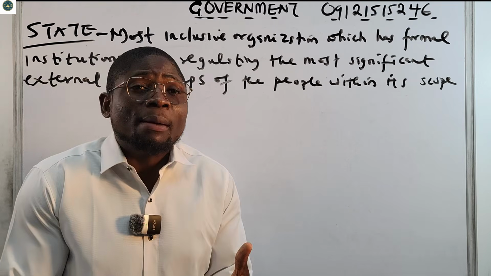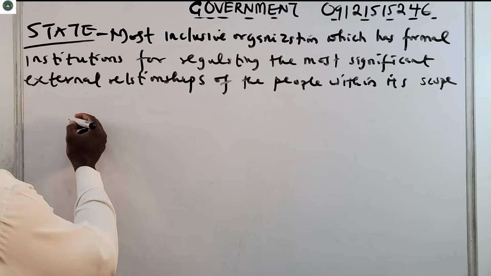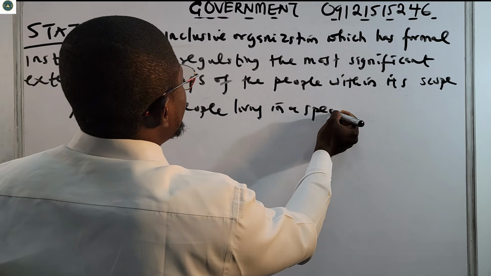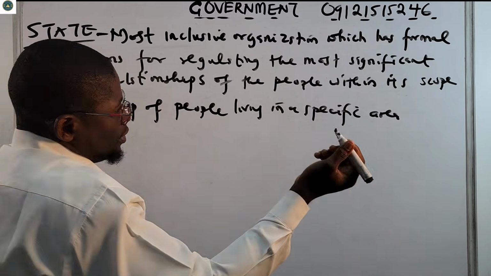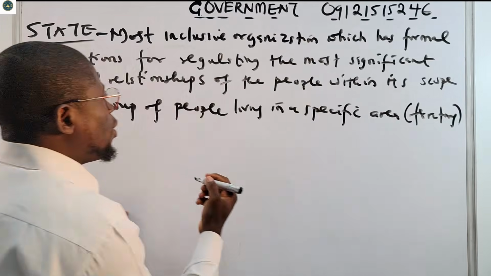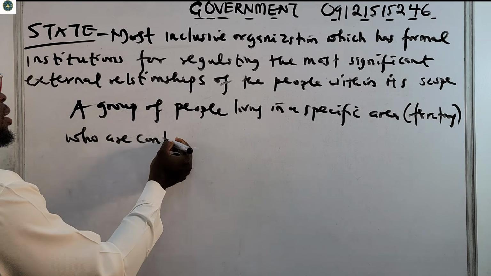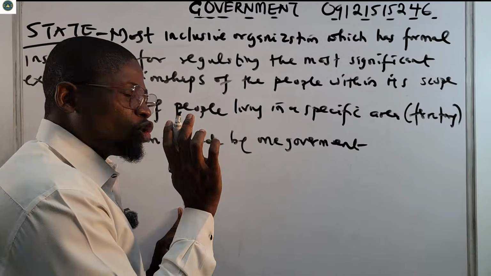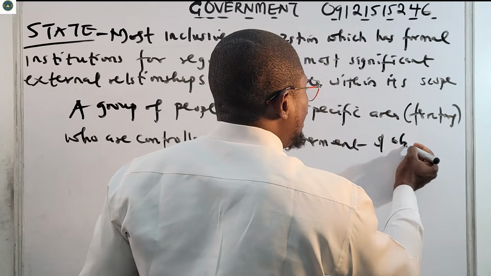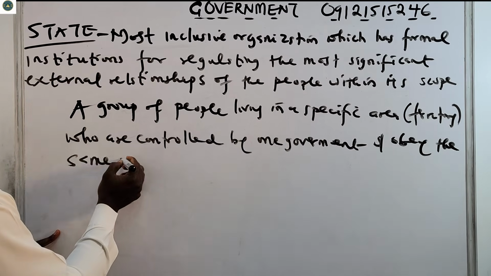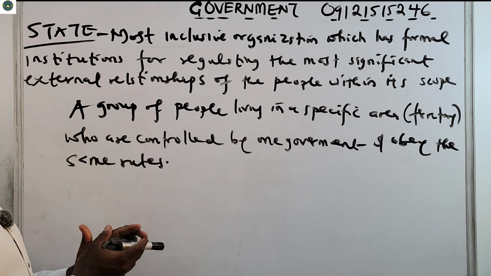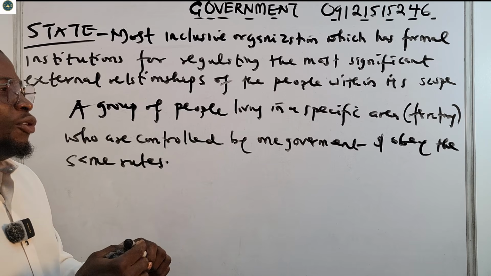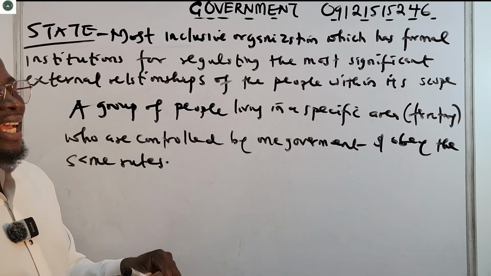In a very simple and more understandable way, you can say that a state is a group of people living in a specific area or territory, who are controlled by one government. Apart from being controlled by one government, they obey the same rules. So this is what a state is: a group of people living together in a specific territory, controlled by one government, who obey the same rules.